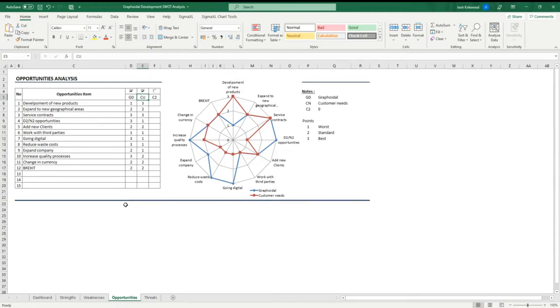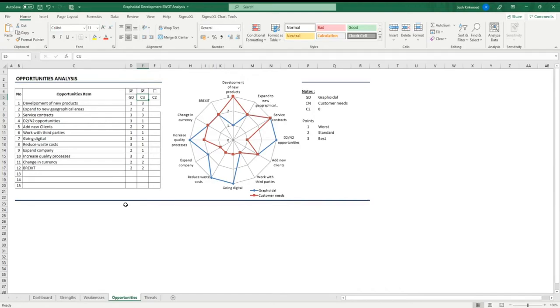D2N2 opportunities. As we're an SME business, D2N2 is just webinars and stuff like that to enhance employees. Again, customers aren't really bothered about that. That's more internal. Add new clients. Again, similar to geographical areas, there's not many clients that we don't try and hit. We are the market leader, but there are clients out there that we could delve into a bit more. And again, if one of those clients is currently not with Graphoidal, it's a good opportunity for them at the same time. Going digital, it's a great opportunity, but again, customers aren't really bothered.